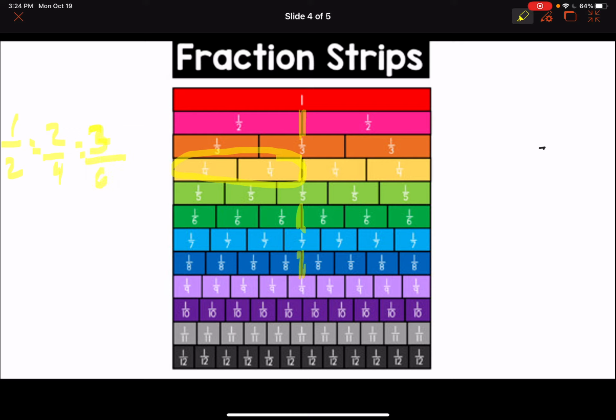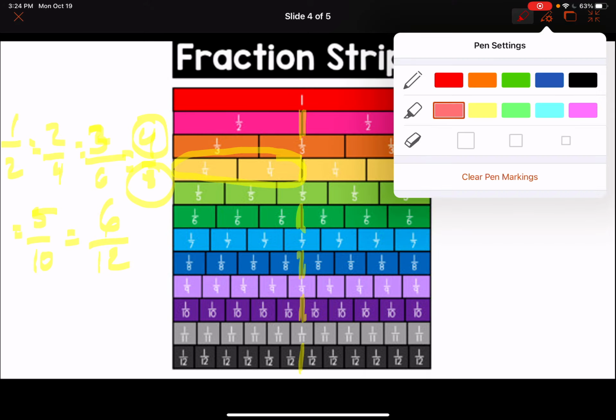I keep going down using the fraction strip, and it is also equal to 4/8. There's a pattern arising here, and I'm hoping that you're noticing it. So 4/8 is also equal to 5/10, which is also equal to 6/12. What is the pattern that you're noticing here? I hope that you're noticing that the top number, the numerator, is exactly half of the denominator. Very interesting.